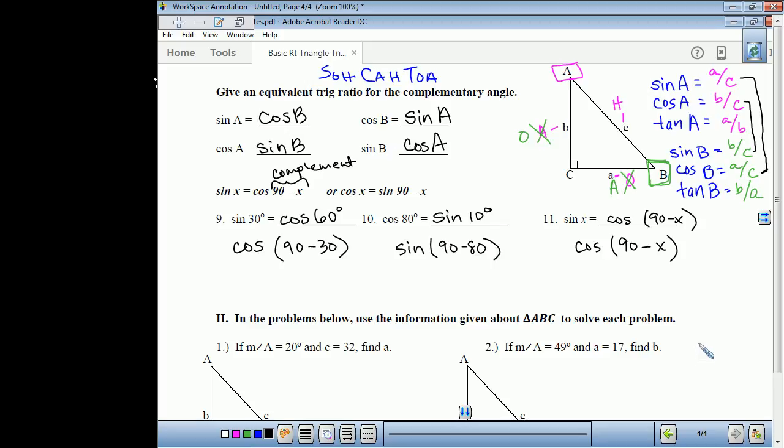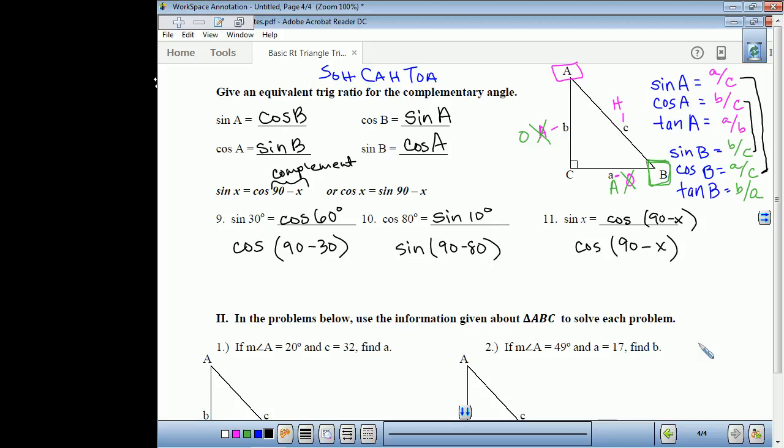So let's see if you have it. Sine of 20 is the same as cosine of what? 70. You got it. Okay. Cosine of 50 is the same as sine of 40. They're equivalent. It's just simple subtraction.